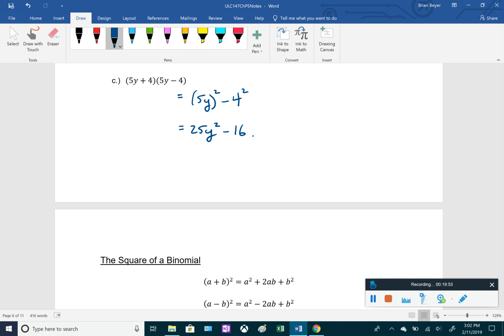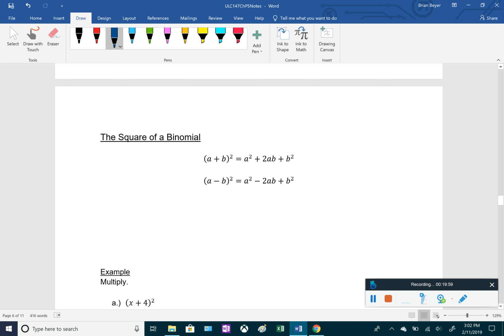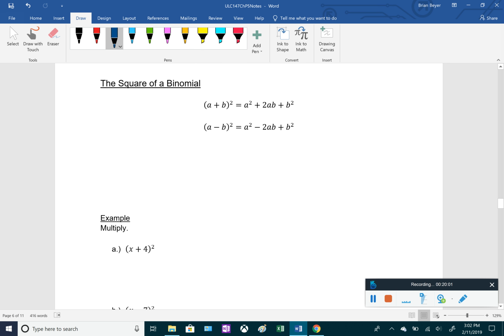Okay, so that's a nice shortcut. Definitely try to have that memorized, because that will come in handy. So for the next little shortcuts here, we have a binomial squared, so the square of a binomial. If we have a plus b all squared, that's going to be a squared plus 2ab plus b squared. And if we have a minus b squared, it's the same thing, except with a negative sign on the middle term.